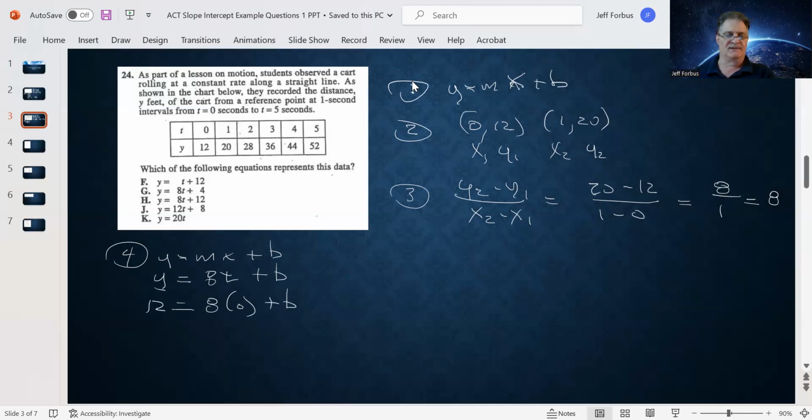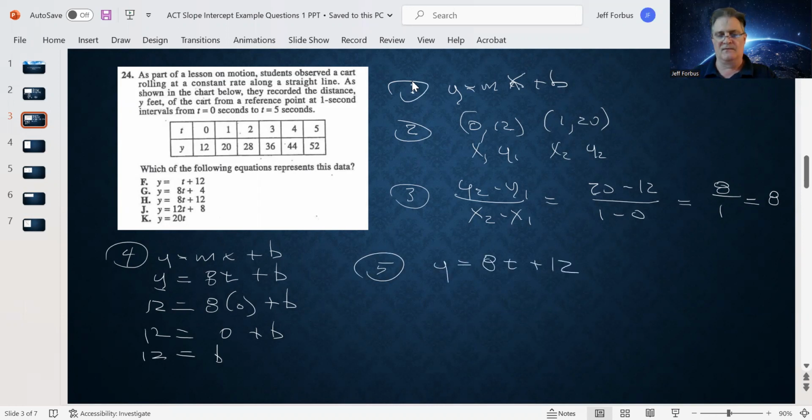So 8 times 0 is 0. And that's going to leave us 12 is equal to b. So now we get the equation: y = 8t + 12. And that becomes answer choice H.